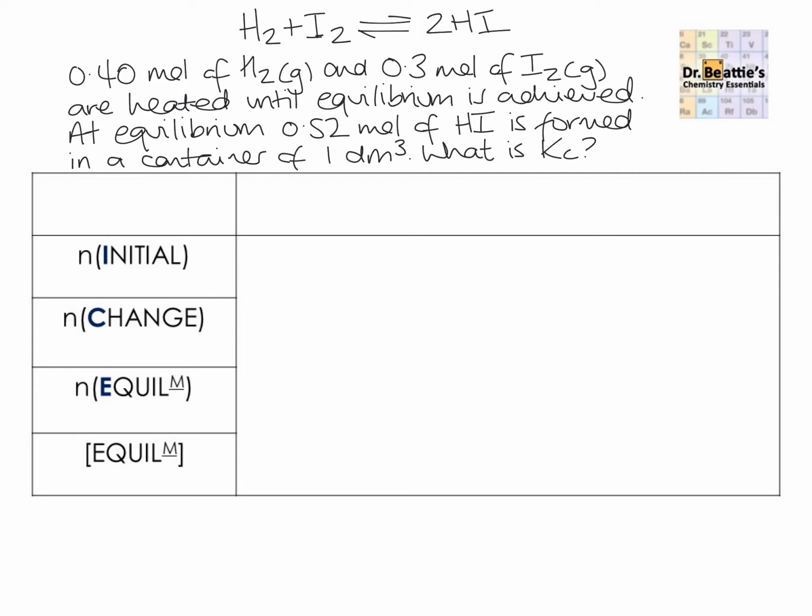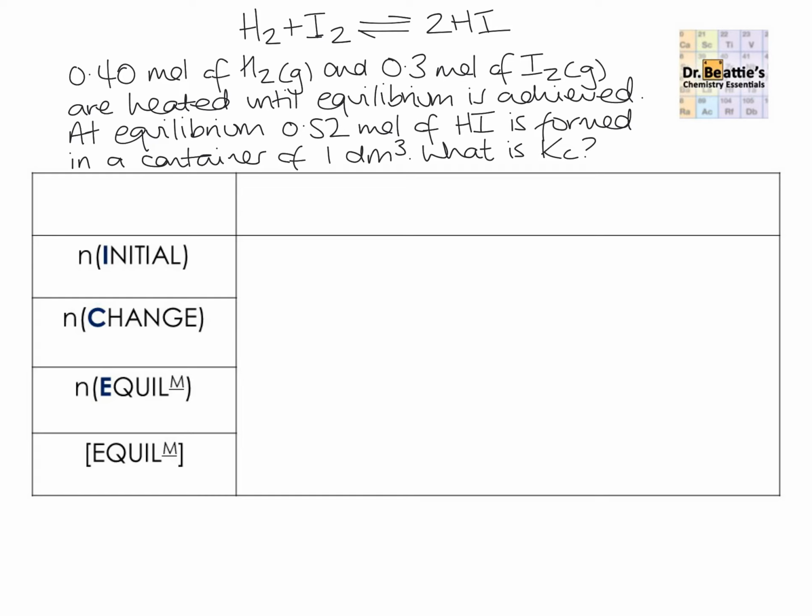Okay, so some pieces of information in here are going to be really useful. First of all, we've got 0.40 moles of hydrogen and 0.3 moles of iodine gas. They're heated. Now this is what we mean by the start of the reaction, or the initial part of the reaction. So we're going to take that information and put it into this grid. Now this is known as the ICE method: initial, change and equilibrium.